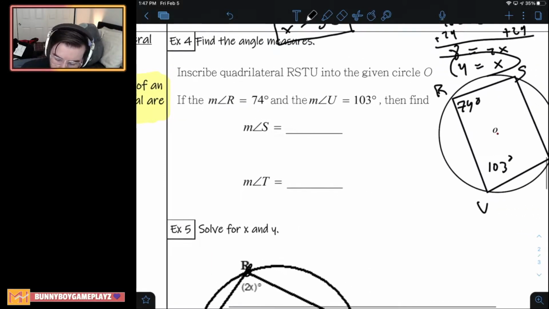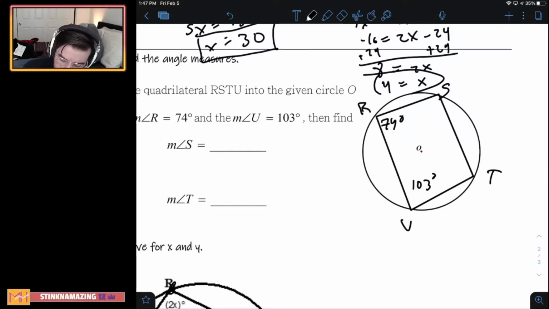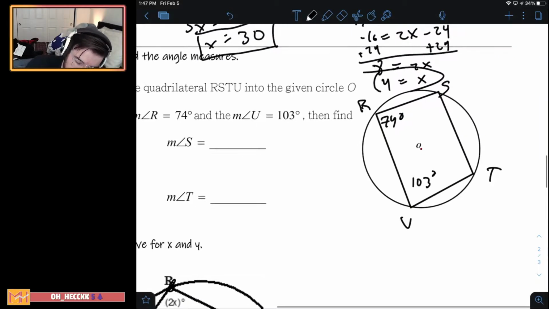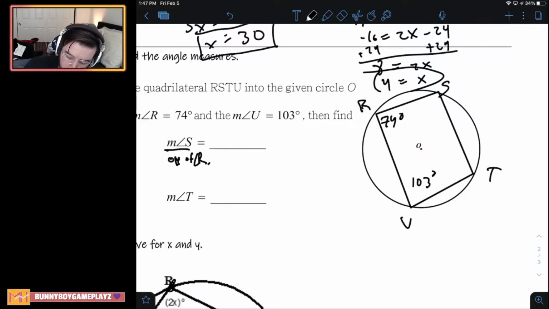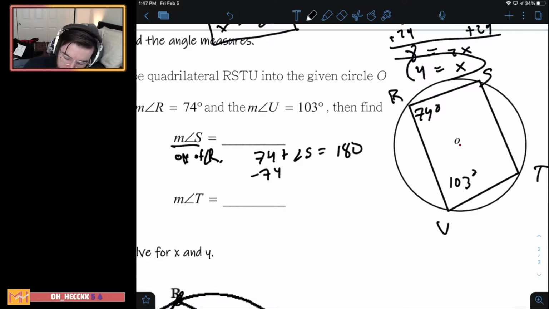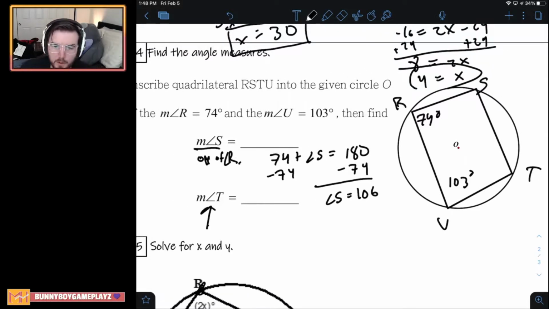When you have an inscribed quadrilateral like this, inscribed meaning the vertices are touching the edge, the opposite angles are supplementary. So this S is opposite of R. It's opposite of angle R. Therefore, 74 plus angle S should equal 180 because the opposite angles are supplementary. So subtract the 74 and you end up with 106.